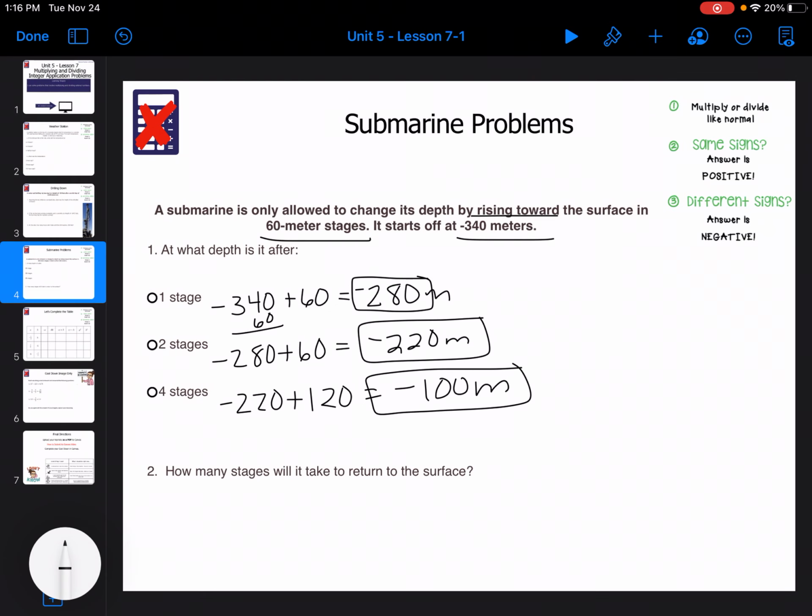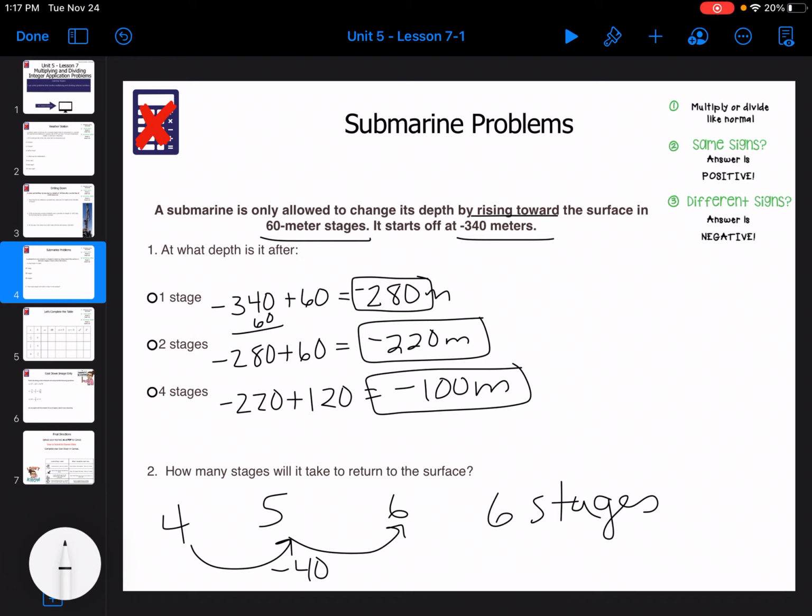So how many stages will it take to get to the surface? Well, we're at 4 stages now. So a 5th stage is going to get us to negative 40. So we're actually going to need one more stage to get us all the way up. So 6 stages.